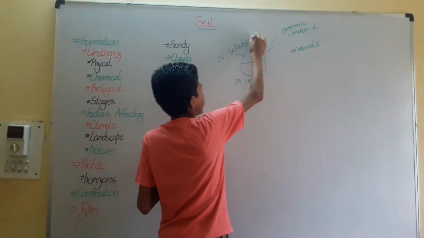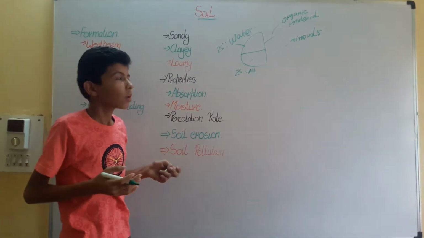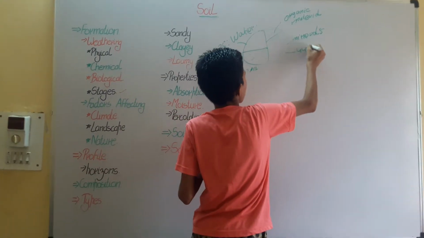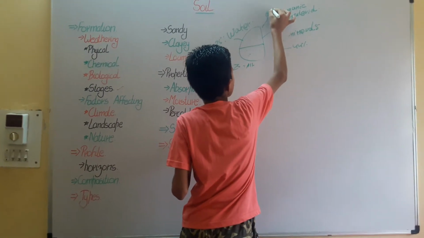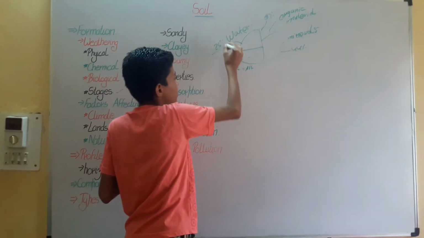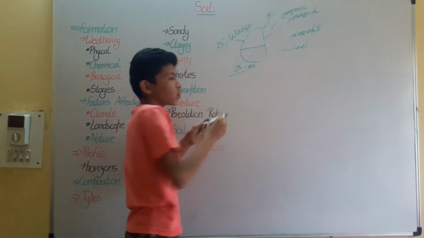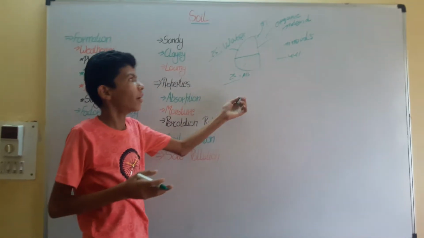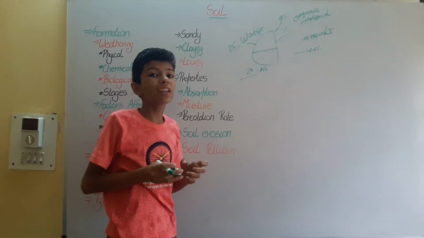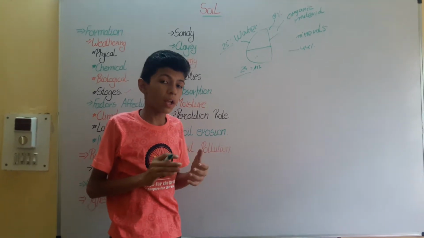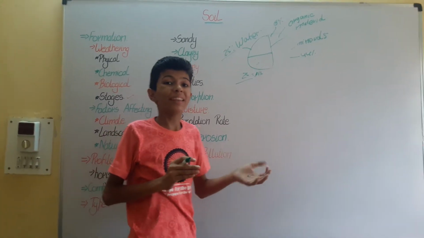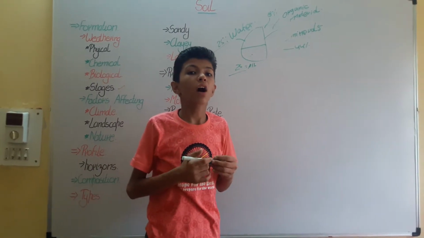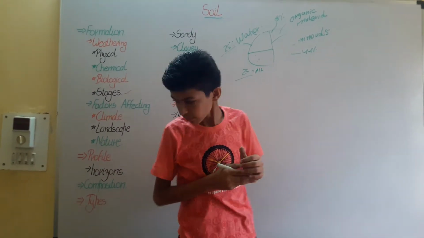Water is also present in the soil. So we have 44% minerals, 6% organic material, 25% water, and 25% air, which gives us a total of 100%. If you take 1 gram of soil, there live about billions of bacteria in it, according to scientists.